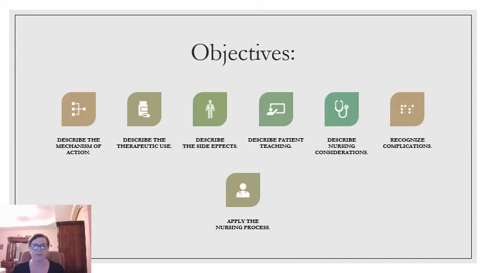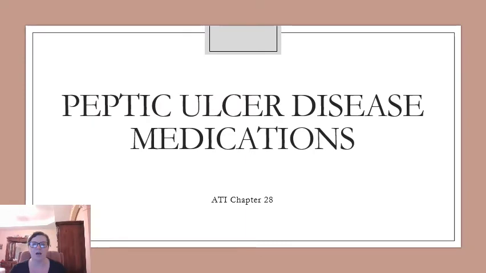The objectives are going to cover the same ones that we've been repeating throughout the semester. So: describing the mechanism of action, describing the therapeutic use, side effects, patient teaching, nursing considerations, complications, and applying the nursing process to each one of these types of medications. The first group of medications that we're going to go over for GI are going to be peptic ulcer disease medications. This comes from your ATI Chapter 28.